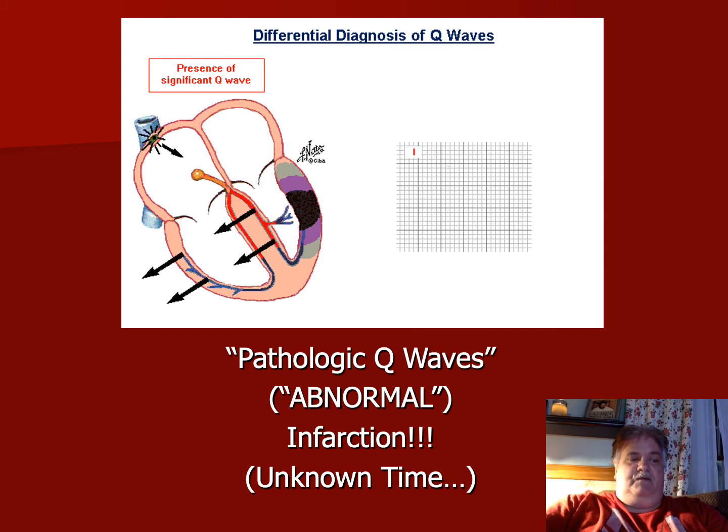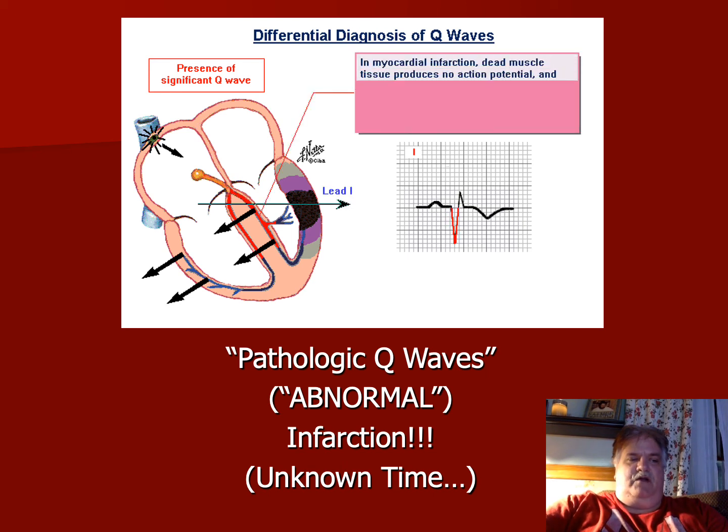Remember, in myocardial infarction, dead muscle tissue produces no action potential, and the electrocardiograph looks through this infarcted area to pick up electrical forces from the opposite side of the heart, which are directed away from lead 1.